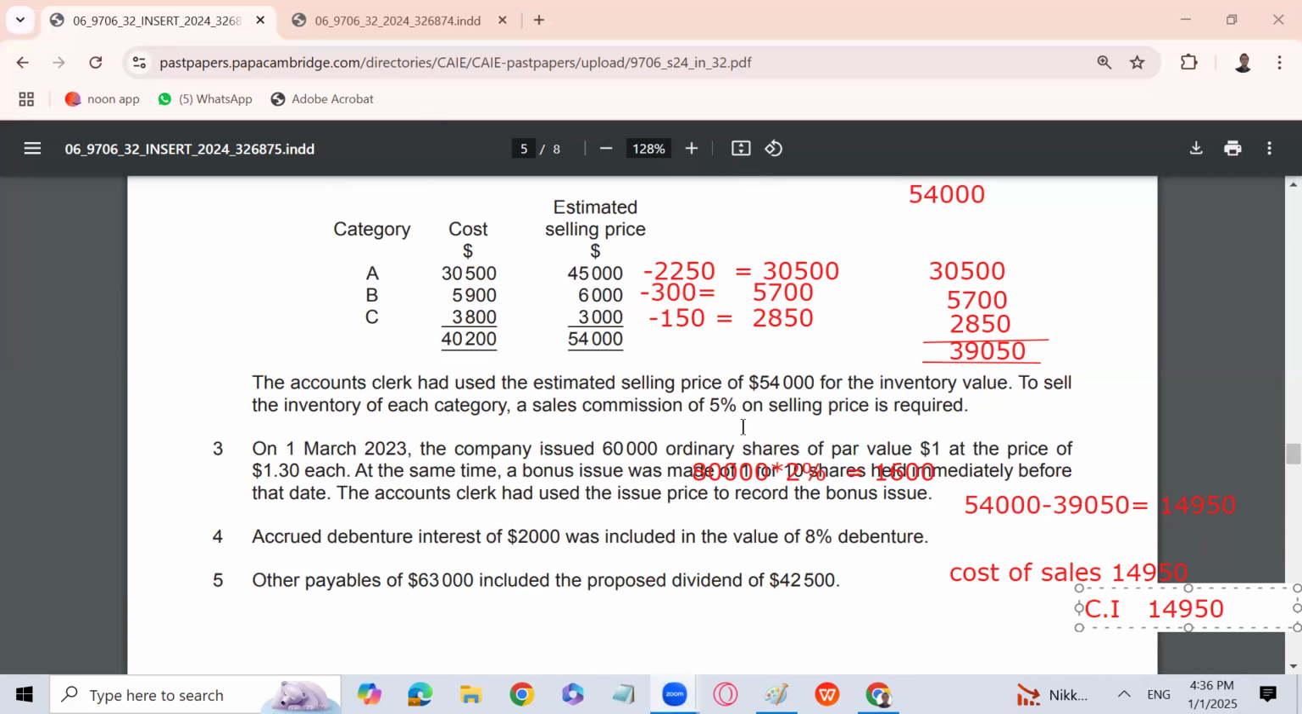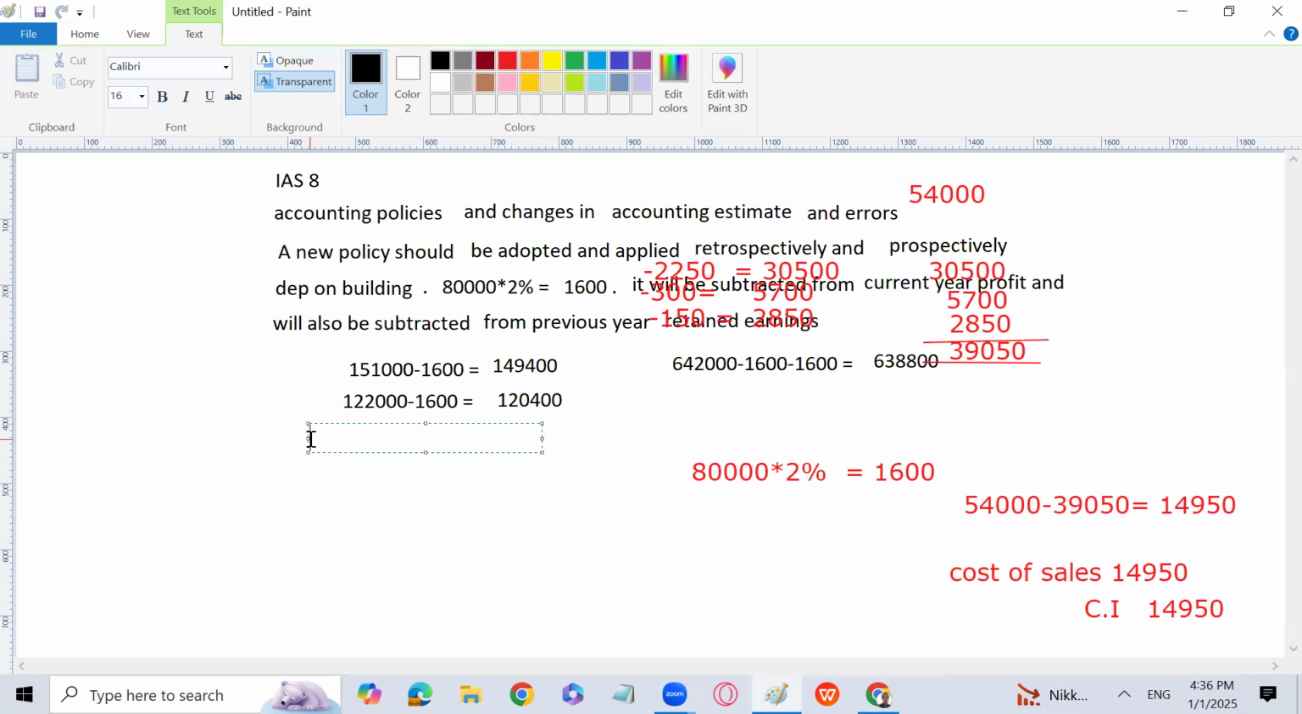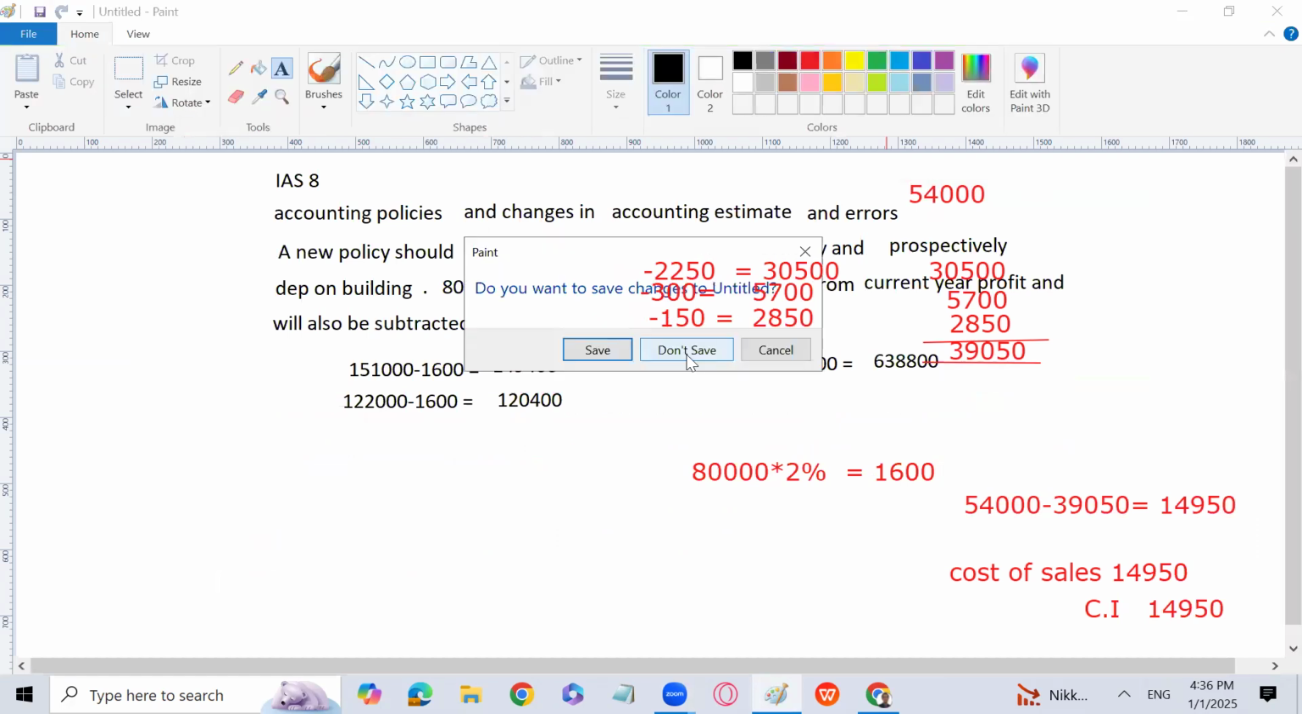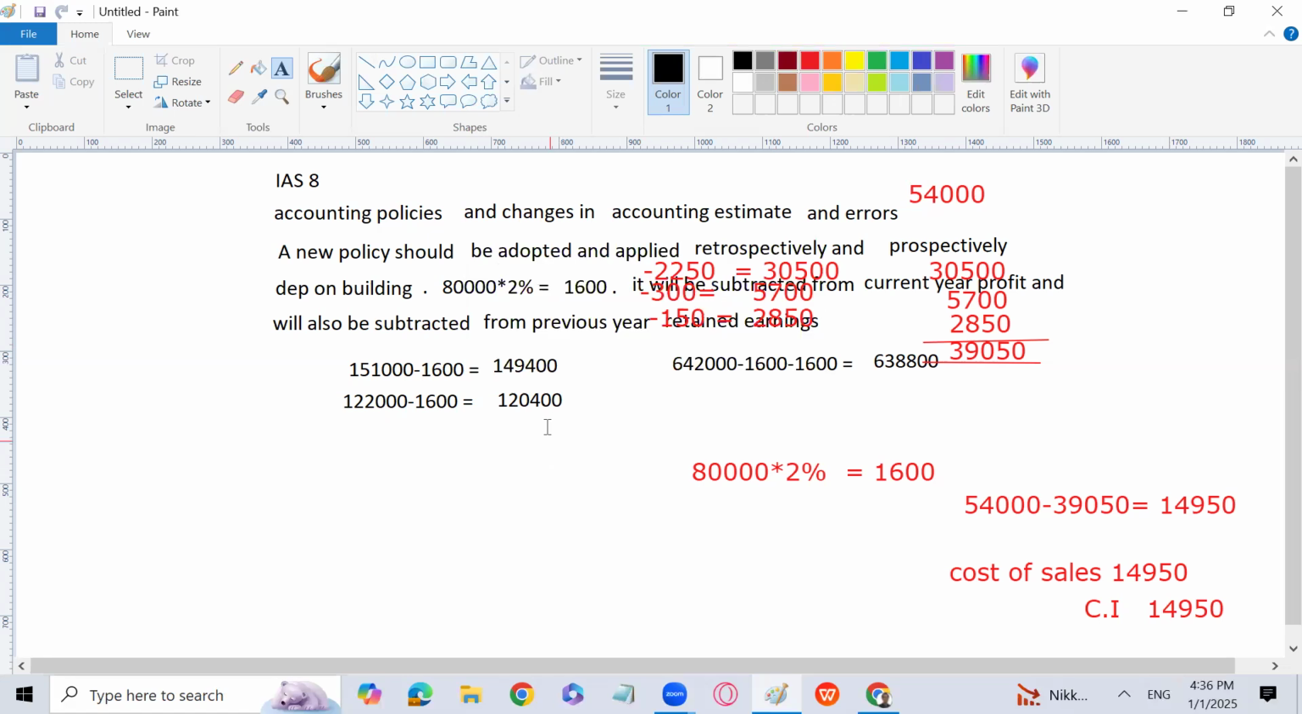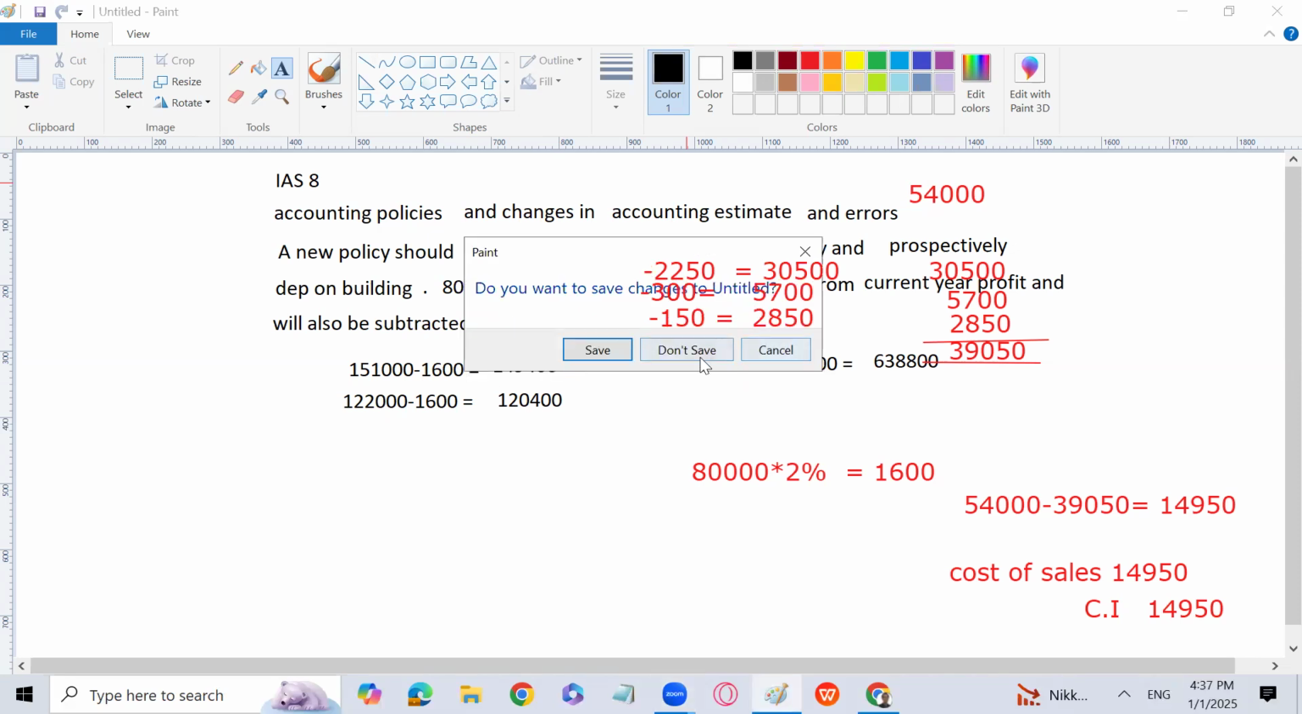Next, he is asking us to prepare the correct statement of changes in equity. The question basically requires us to prepare the correct statement of changes in equity, right? So let's prepare that. You have to remember this 1,204 and 149, because we have to use that in the future. These adjustments we have made also.